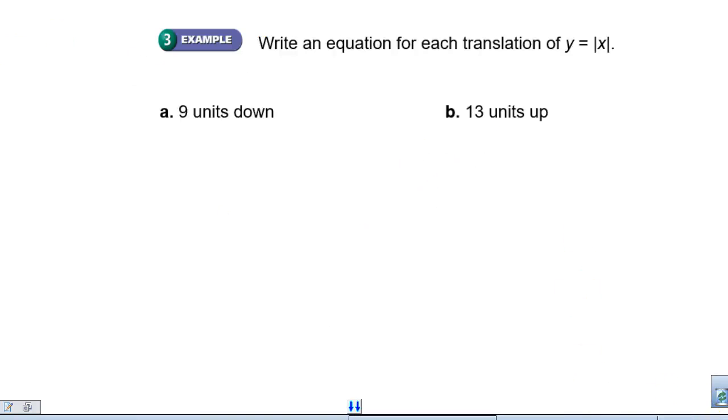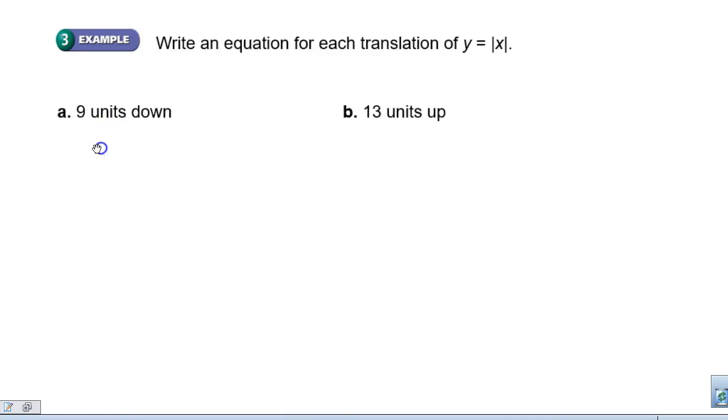Now on the next page, the directions simply say to write an equation for each translation of y equals the absolute value of x. So this time, we don't actually have to graph it. We just have to write what the equation would look like. Well, we're always going to start with our parent function, y equals the absolute value of x. And if I'm going down 9 units, what do I need to do? Take away 9. Good.